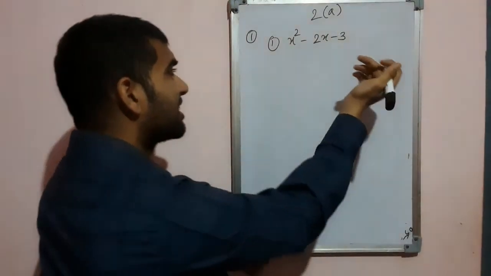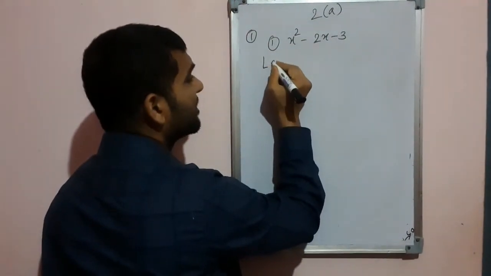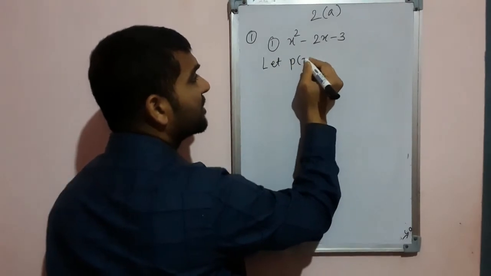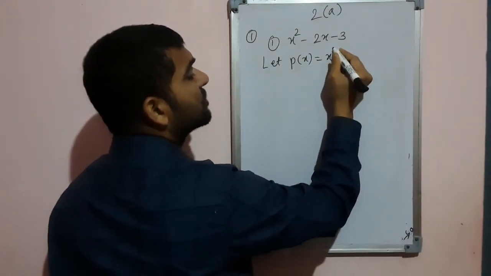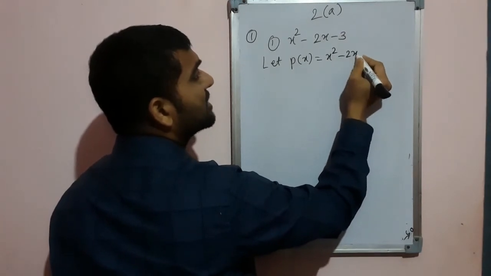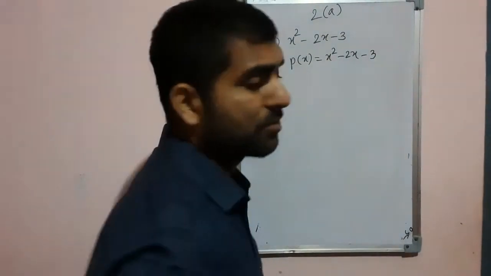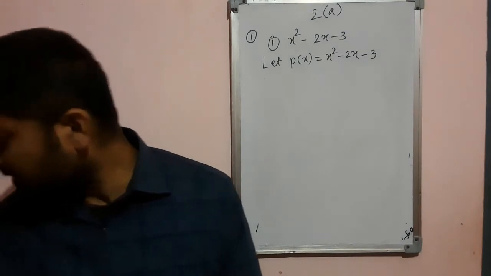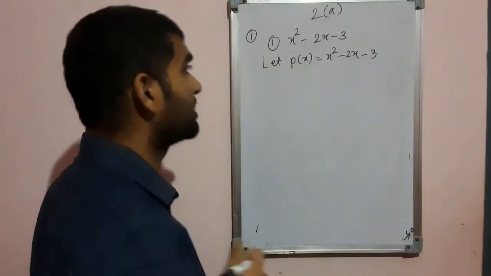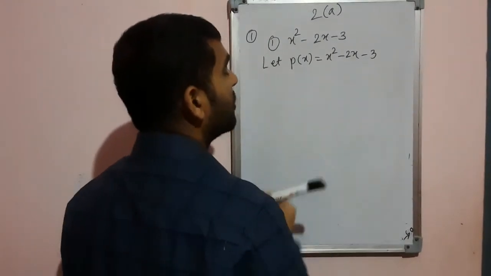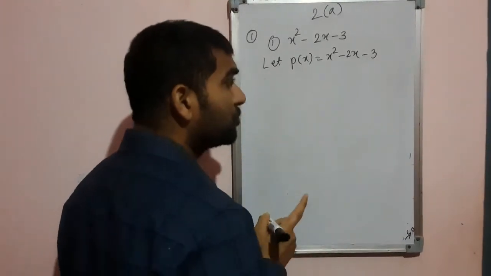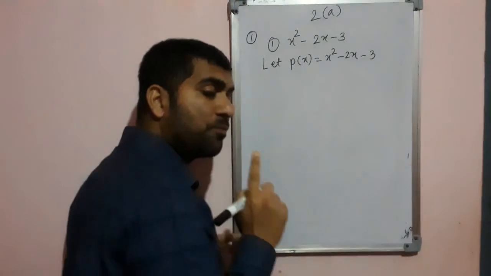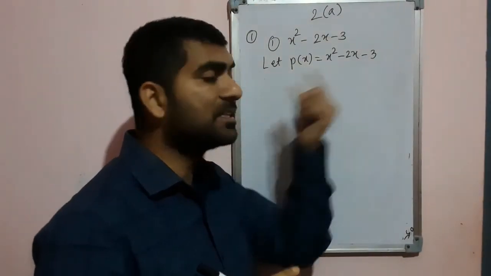We will just take here, let p(x) equal to the given polynomial. Okay, p(x) equal to what? x square minus 2x minus 3. Is the question correct? Yes, it's correct. x square minus 2x minus 3. Now how to solve it? For the zeros we always take what? We know that for the zeros this value will be 0, right?